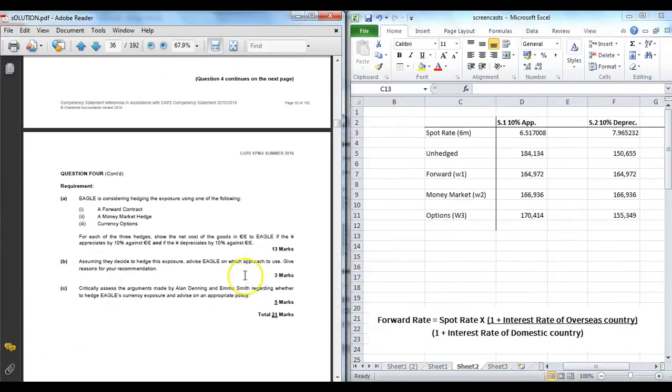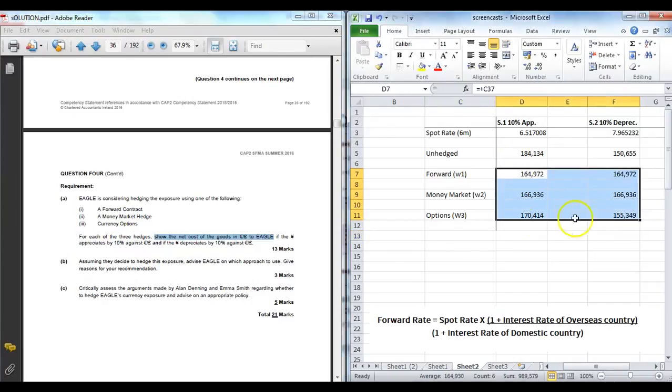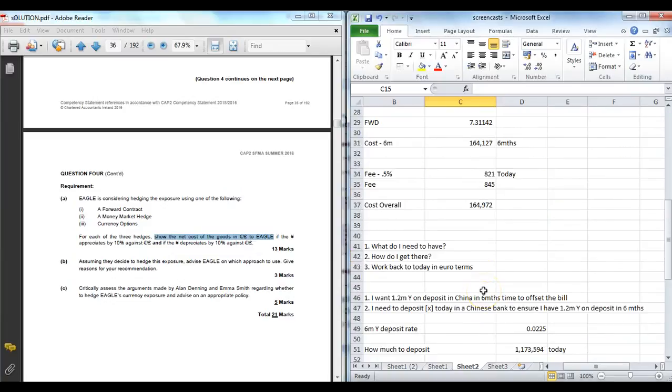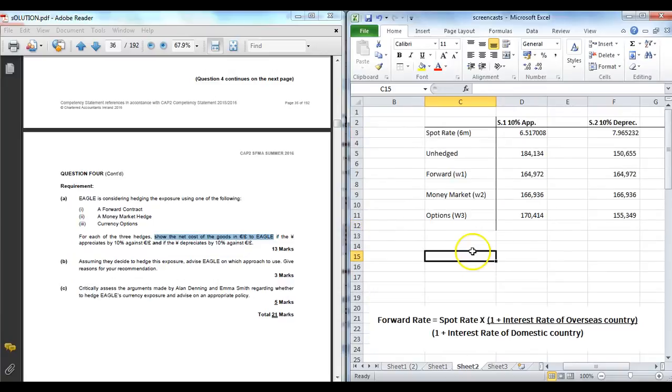It asks us to calculate the net cost of the goods for each of the 3 scenarios, or 3 options over 2 scenarios. So that's the 6 figures that they want. Now we go to part B, and you see the benefit now of having a neat table is we can make very neat comments on the first page, and you don't have to look or find through any of the calculations here with what was the figure for the money market, etc. It's nice and neat here, and we just make some smart comments and give a recommendation for 3 marks.